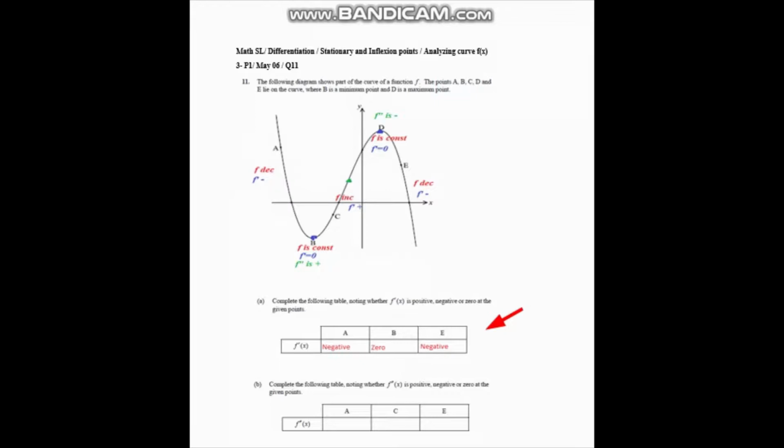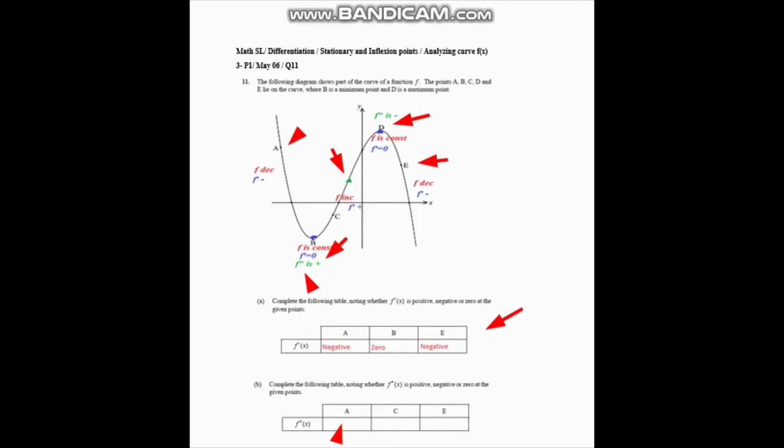Similarly, in question B, we are going to test f double dash at A and C and E. So A belongs to the region for which f double dash is positive. So this is positive. C belongs to the same region for which f double dash is positive. How do I know that? Because both A and C lie before the green point, the inflection point. Anything before the inflection point is positive. It belongs to the smiling part of the curve. And anything after, including D and E, is negative.